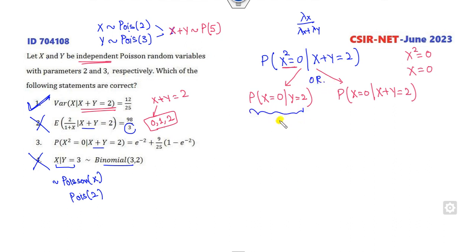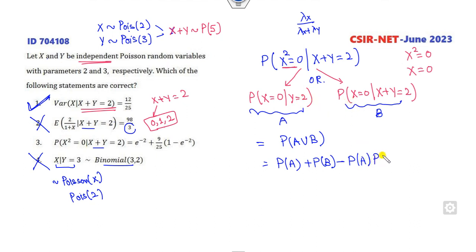So if I consider this quantity as A and this quantity as B, the right answer is A union B. How can you find A union B? Probability of A plus probability of B minus probability of the intersection, because both are independent. Now what is the answer of this case? X and y are independent, so x follows a Poisson distribution. So that is x is equal to 0. What is the case of the Poisson distribution? E raised to power minus lambda, lambda raised to power 0 over 0 factorial. That is e raised to power minus 2 is the right answer.